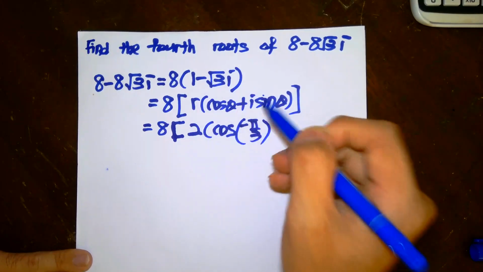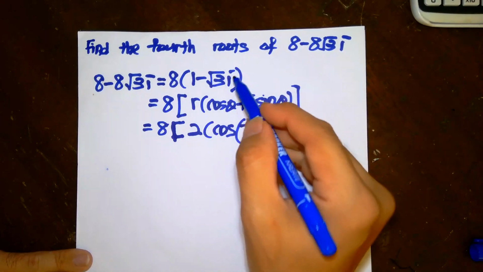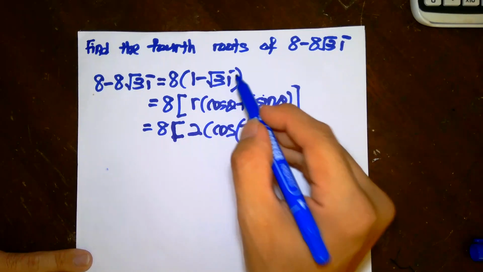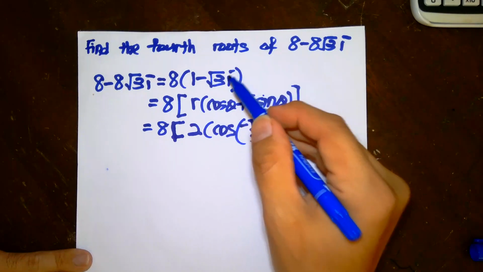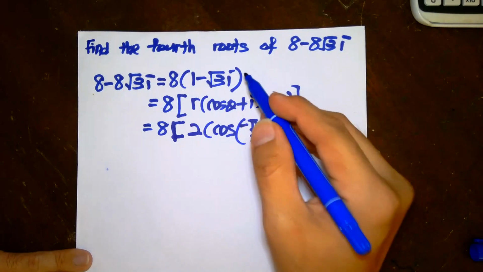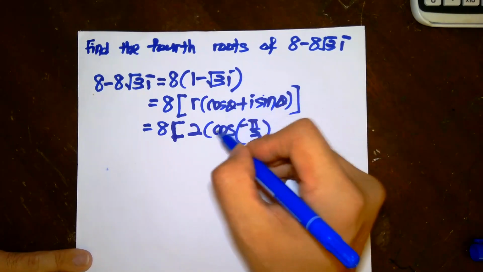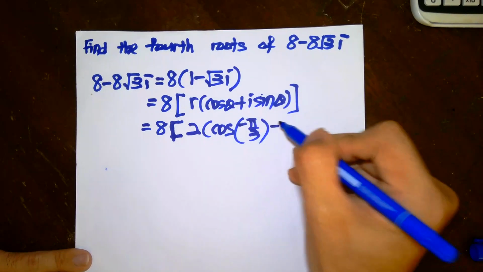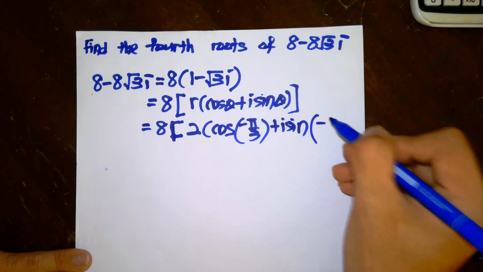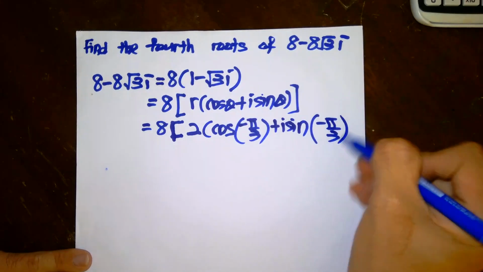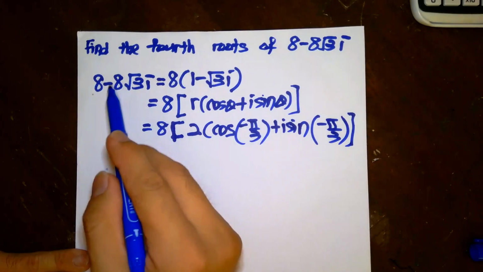So you have to watch the video about how to convert a complex number into polar form before you look at this video. So cos negative pi over 3 plus i sin negative pi over 3. The argument will be negative pi over 3. This will be the polar form for this complex number.